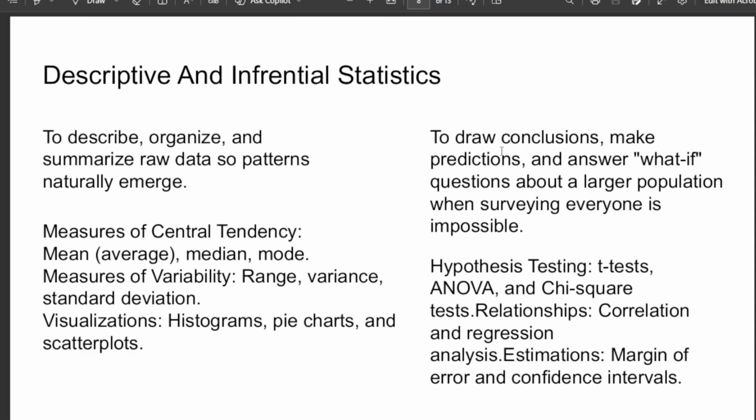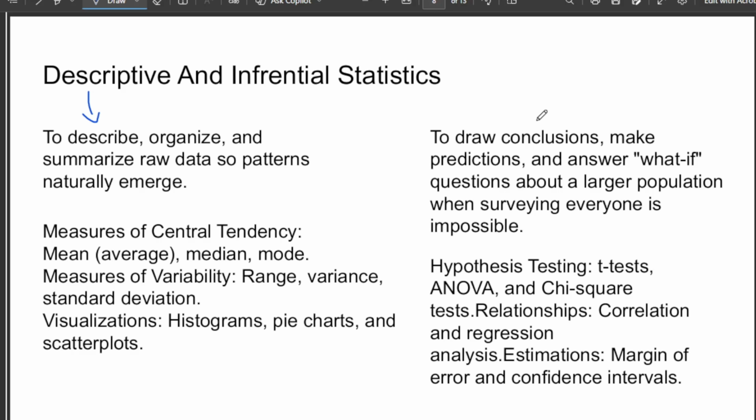So, there are two main types of statistics, which are descriptive and inferential statistics. Descriptive statistics is to describe, organize, and summarize raw data so patterns naturally emerge. The tools for it are measures of central tendency, which you maybe remember, which are the mean or the average, median, and mode. Measures of variability, which are the range, the variance, and standard deviation. And then we can use visualizations with it, which are histograms, pie charts, and scatter plots, and more.